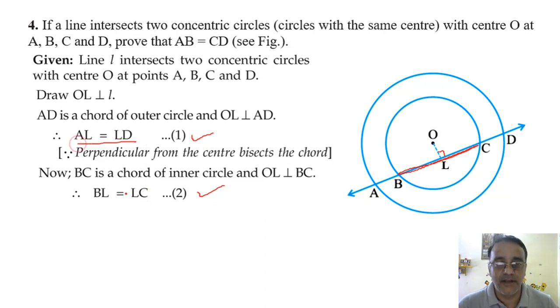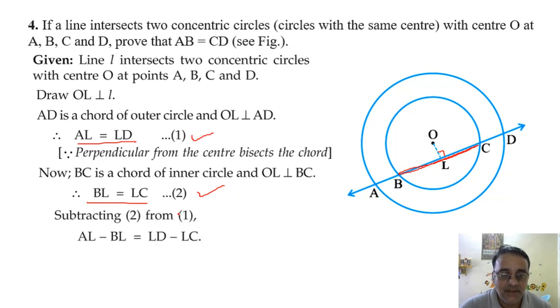Okay. Now we are going to subtract these two equations. Subtracting 2 from 1. So AL minus BL, what will we get? AB. Very good. And LD minus LC, CD. So this implies AB is equal to CD. This is what we had to prove. Any doubt in this question? No, sir.